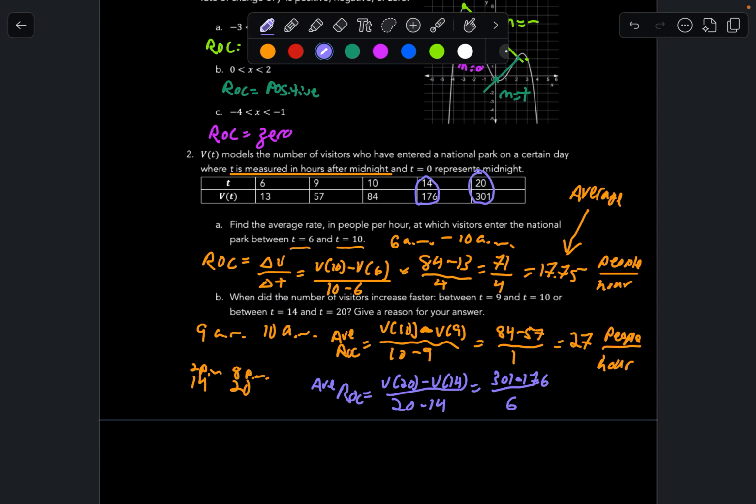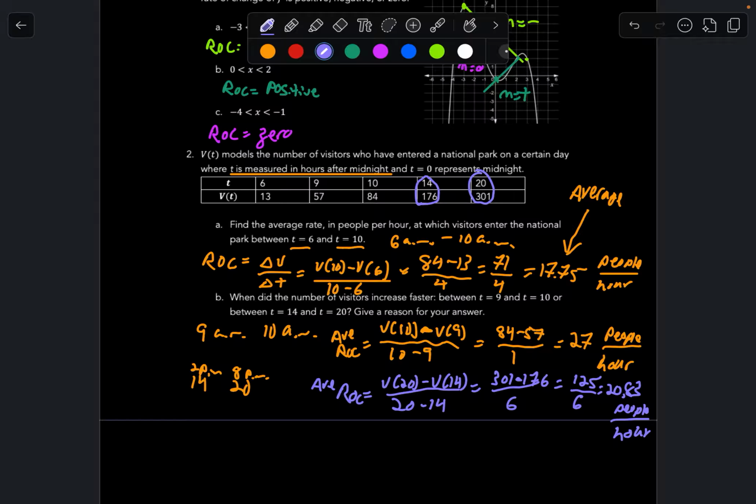This one is definitely a larger change. But remember, this is over a 6-hour period instead of a 1-hour period. So we have to remember to divide by 6. Dividing by 6 gives us 20.83 people per hour. So which one has a greater rate of change? The 9 a.m. to 10 a.m. I'm sorry, I said 9 a.m. to 10 a.m., but it's 9 to 10.